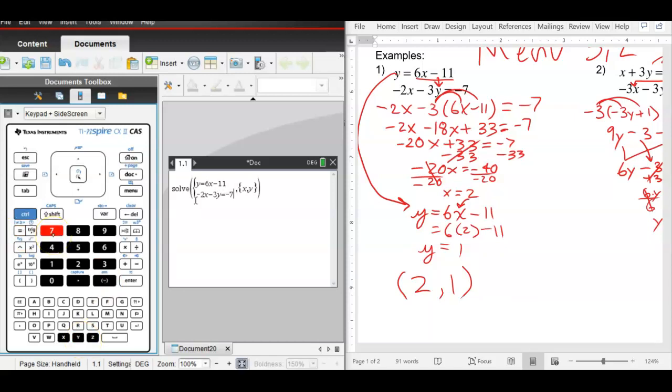So what did I press? Menu 3.2. Hit OK. Fill in the 2 boxes with the 2 equations. And if you press OK, or enter, sorry, you should get a solution. Now yours may not say x equals, y equals if you're actually doing it. It may actually just give it to you as an ordered pair.